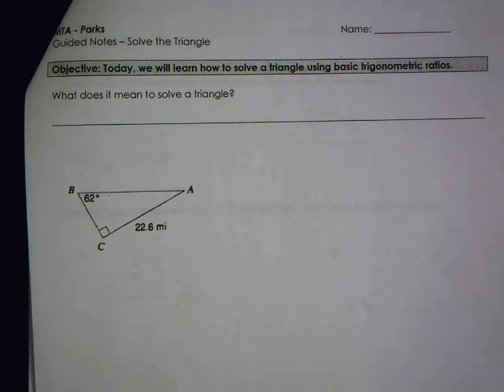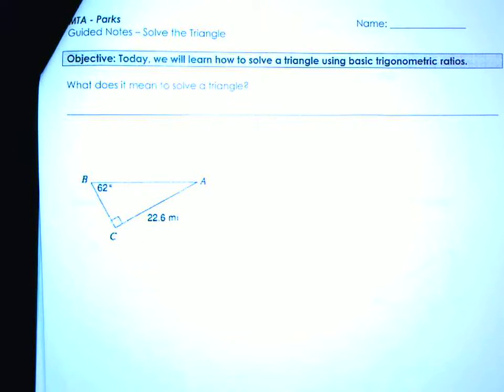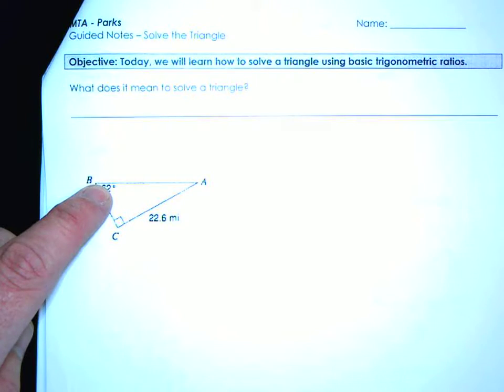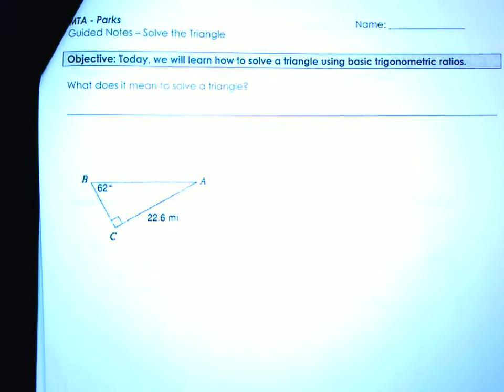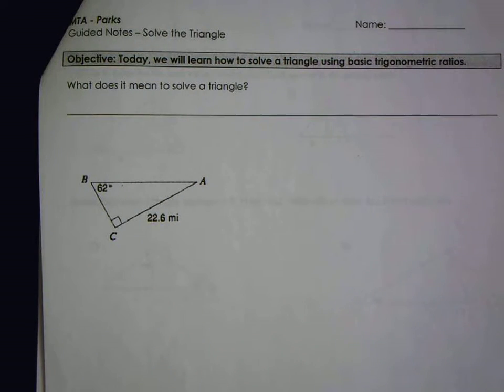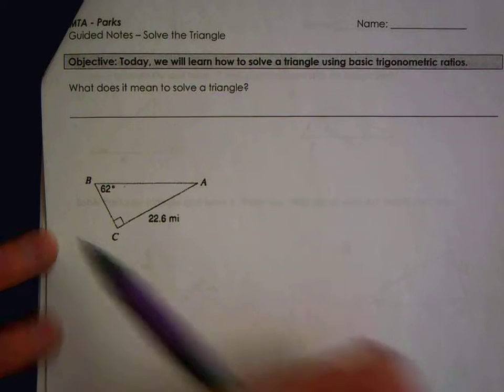So today we are going to learn how to solve a triangle. And what I mean by solve a triangle is, like in this example, they give us an angle, they give us a side, and it's my job to find the other angle, the other side, and the other side.